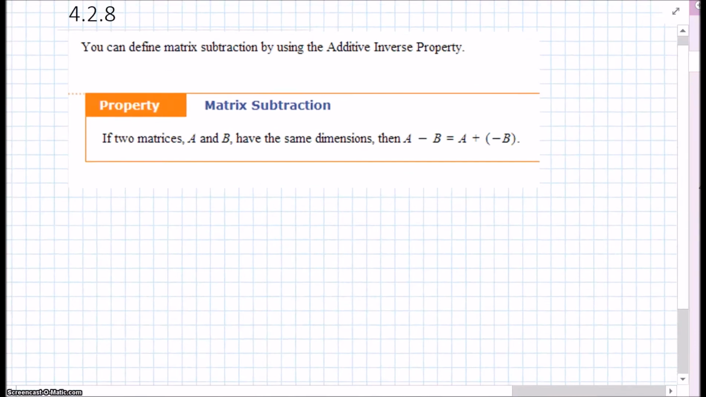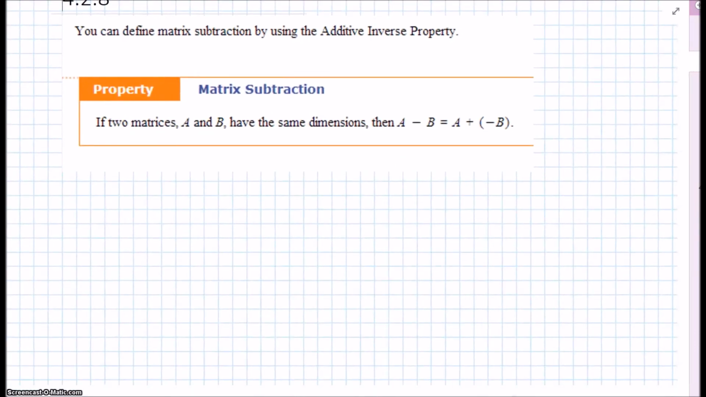All right. You can define a matrix subtraction by using the additive inverse. So if you have two matrices, A and B, that have the same dimensions, then the matrix A minus matrix B is the same thing as matrix A plus the additive inverse of B. So let's see how we do that. All right.